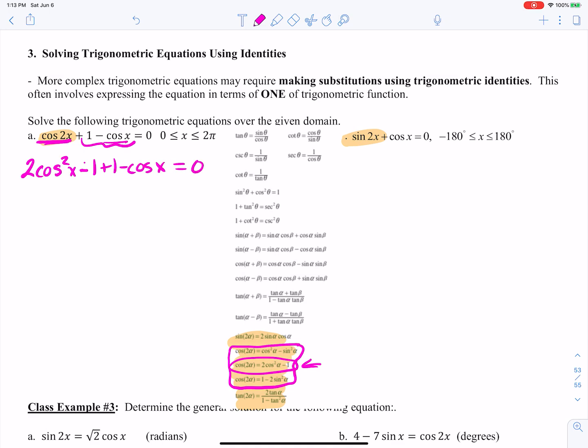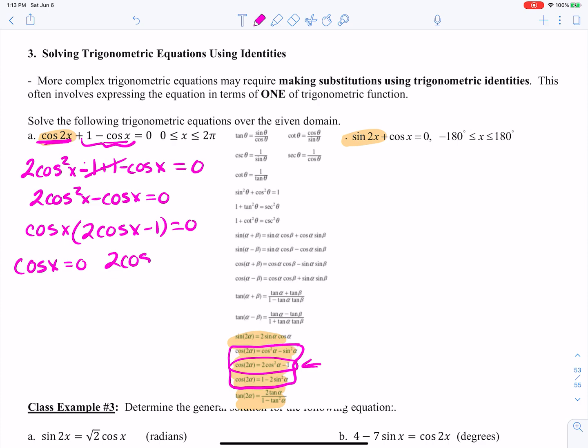So I am going to gather like terms. We find these cancel, so I have 2 cos squared x minus cos x is equal to 0, and I'm going to factor out a cos x because it's a binomial. So I've got cos x times 2 cos x minus 1 is equal to 0. My two factors are cos x is equal to 0, and 2 cos x minus 1 is equal to 0. So this one is cos x is equal to 1/2.